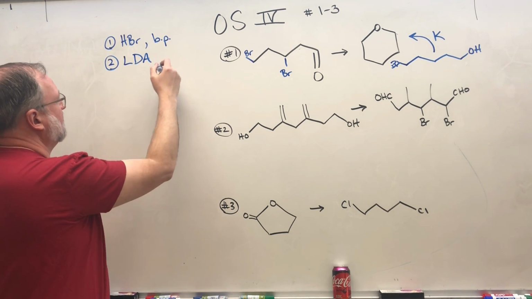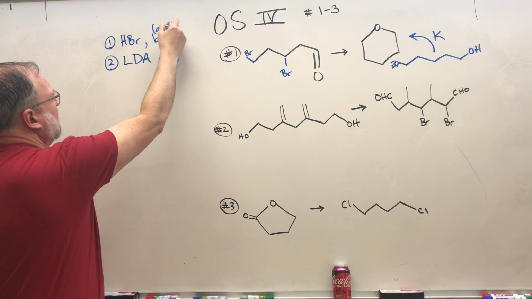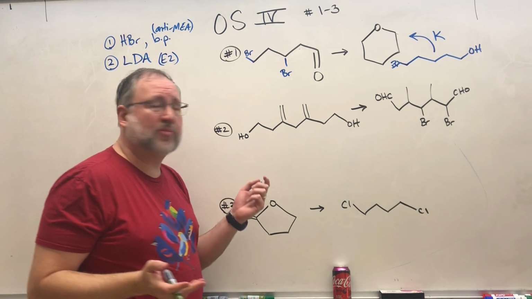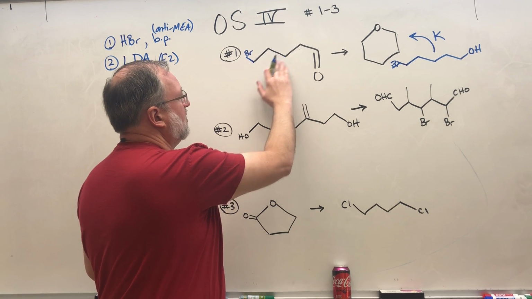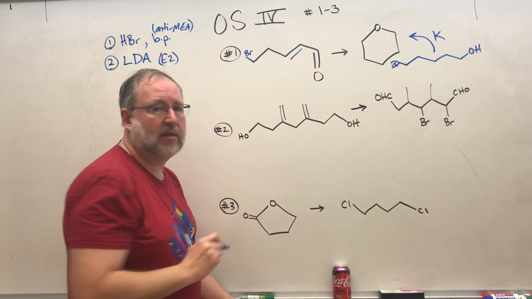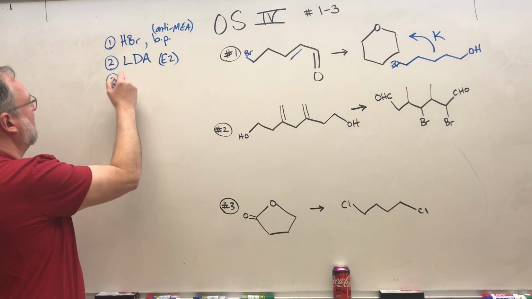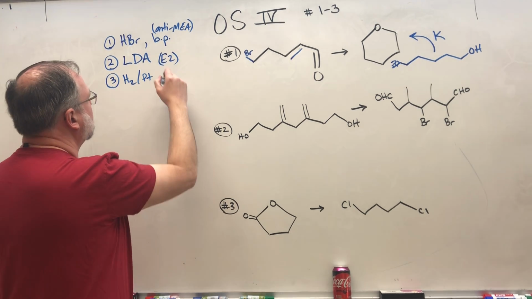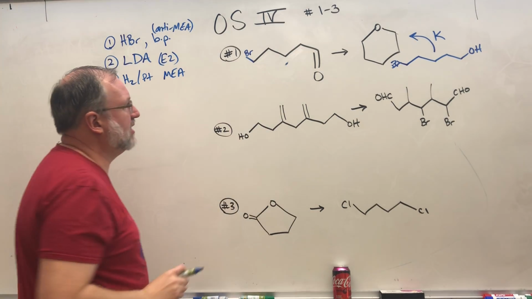LDA, right? So this is step 2. If you add some lithium diisopropylamide, this will get eliminated. You're going to get that double bond reforming either here or here. Let's call it here. Okay. Now we can add hydrogen and the appropriate catalyst for a little Markovnikov-free hydrogenation. That will get rid of this. Oh, and now we're close, right?